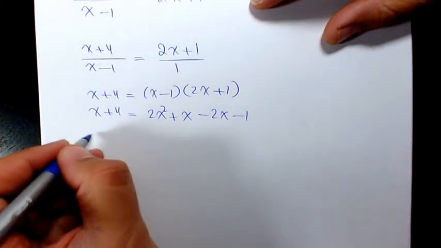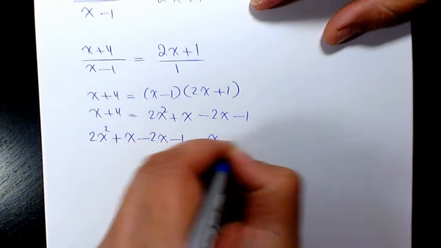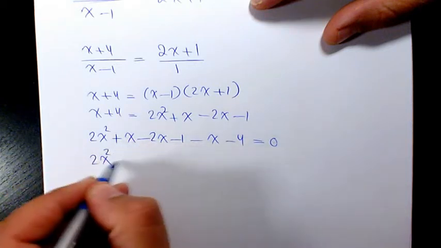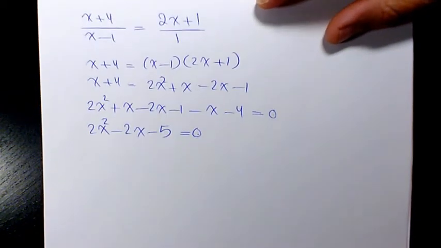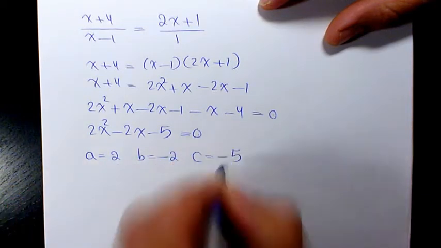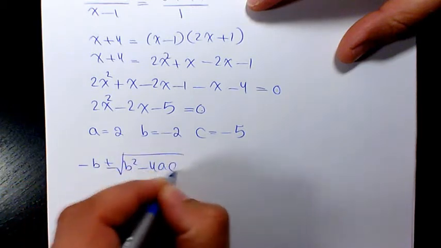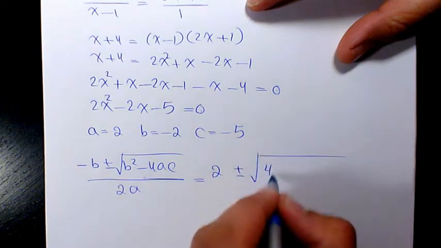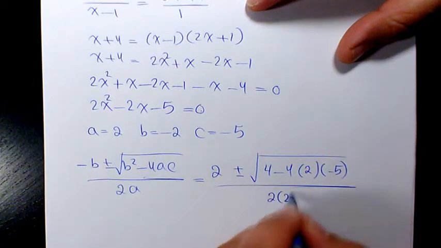So if we move everything to one side, it's going to be 2x squared plus x minus 2x minus 1 minus x minus 4 equals 0. Therefore, it's going to be 2x squared, here we have negative 2x minus 5 equals 0. Now we need to solve it. a is 2, b is negative 2, c is negative 5. We use the quadratic formula: negative b plus or minus the square root of b squared minus 4ac over 2a. That's going to be 2 plus or minus the square root of 4 minus 4 times 2 times negative 5, over 2 times 2.